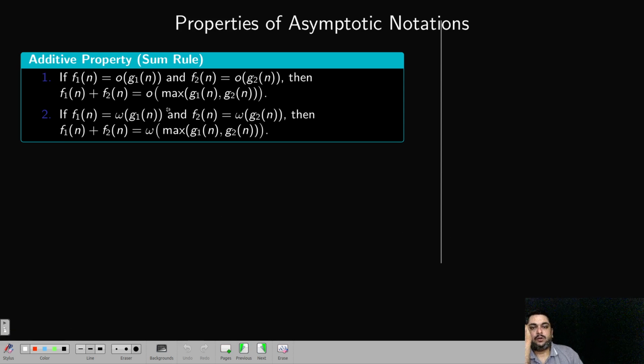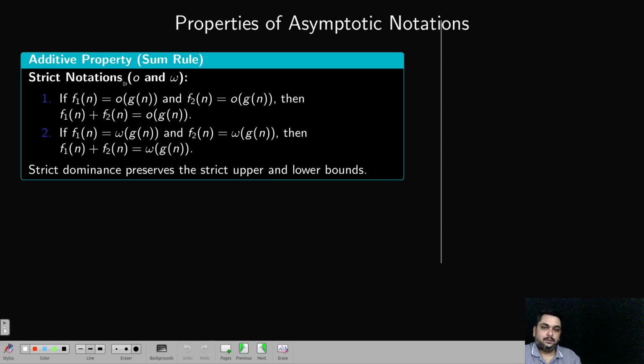Similarly, it applies for your little o notations also. So if f1 of n equals little o of g1 of n, and f2 of n equals little o of g2 of n, then adding these two functions will be little o of the maximum of these two, g1 of n or g2 of n. Similarly, you can also apply it for omega notations. Both the notations are valid.